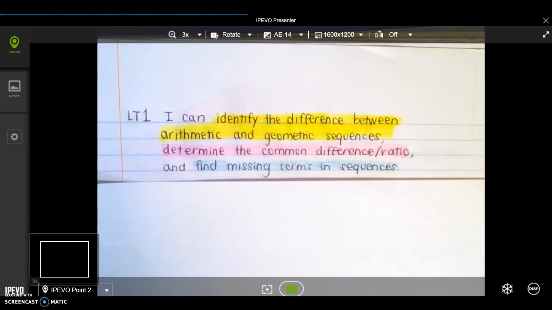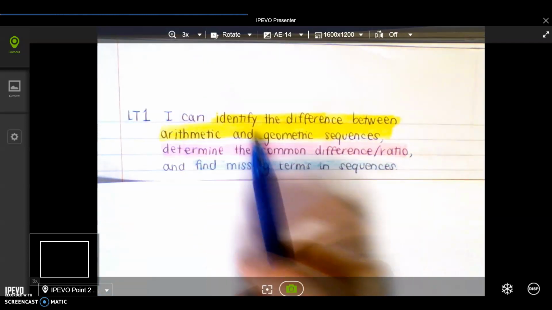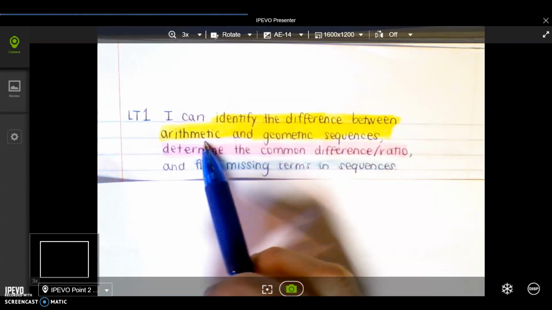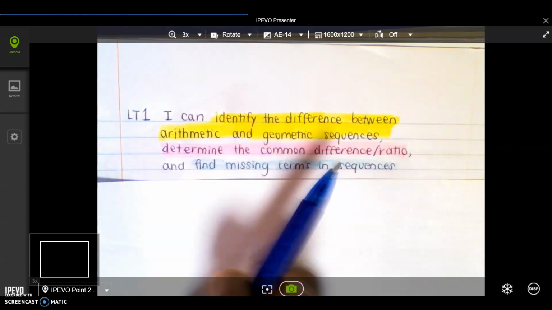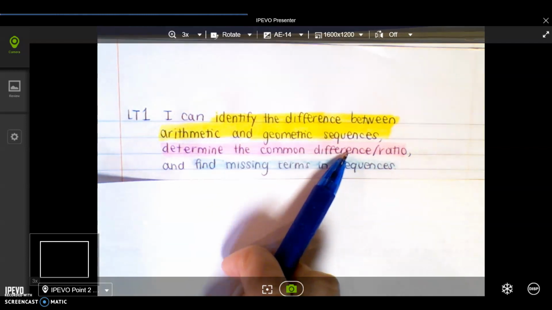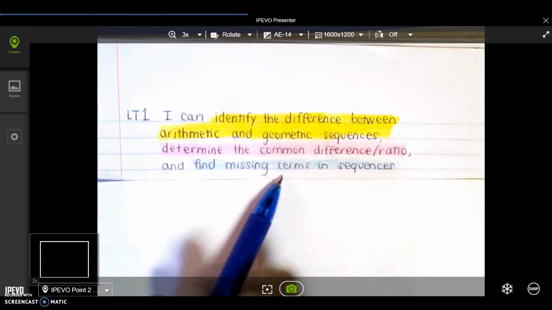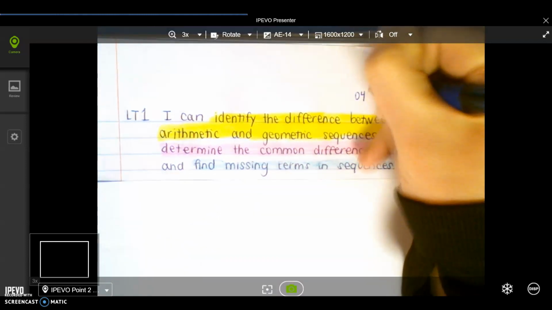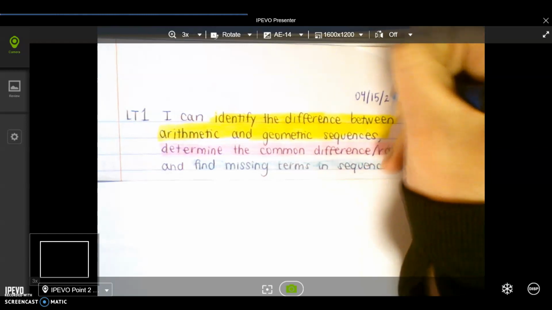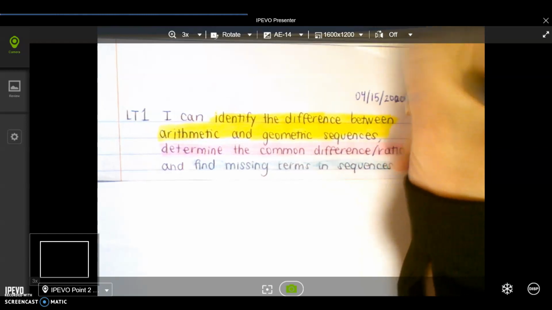Hi everyone, we're going to learn the first learning target for Unit 8, Sequences and Series, Learning Target 1. I can identify the difference between arithmetic and geometric sequences. It's the first part of this learning target. I can determine common differences and ratios. That's the second part. And I can find missing terms in sequences. That's the third part.